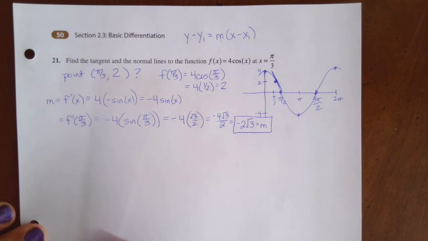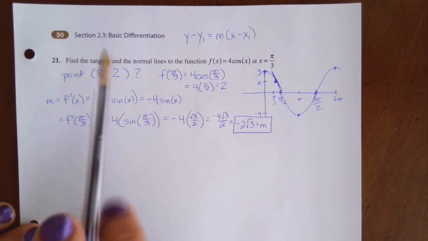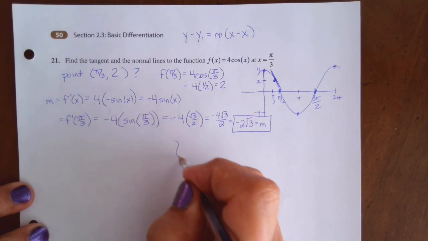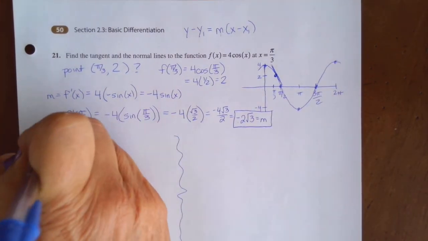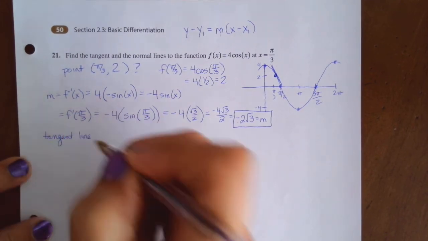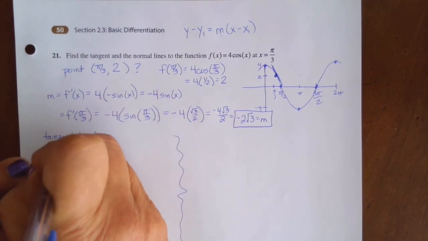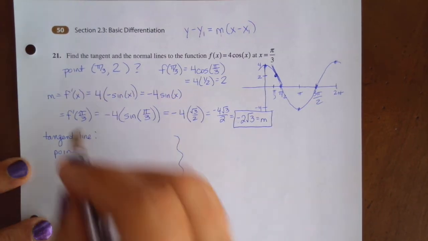All right, so I have to do 2 things. I'm going to write the equation of the tangent line and then the normal line. So I'm going to draw a little line here to separate our paper. So the tangent line, let's get our information. For the tangent line, we're going to use the point pi over 3, 2.